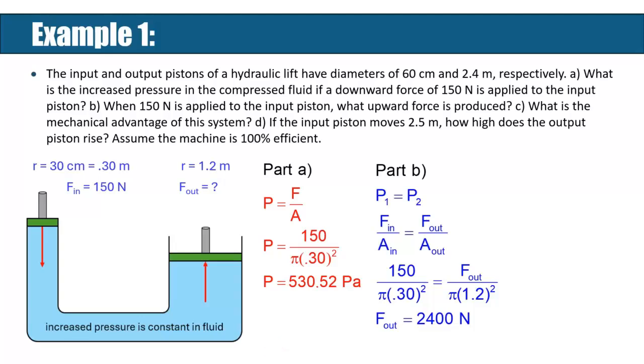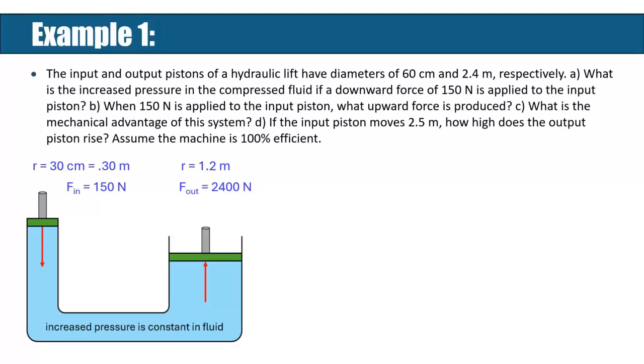Part C says, what is the mechanical advantage of this system? So a hydraulic lift is a machine, and a machine multiplies force, and however many times the machine multiplies force, that is the mechanical advantage. So if I wrote that in terms of an equation, we could say that mechanical advantage would be the output force divided by the input force. I'm putting in 150 newtons and I'm getting out 2,400 newtons. That means that this machine has multiplied my force 16 times.